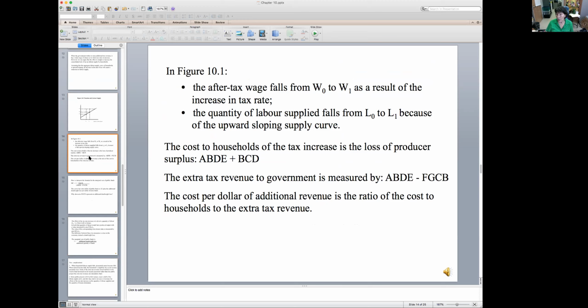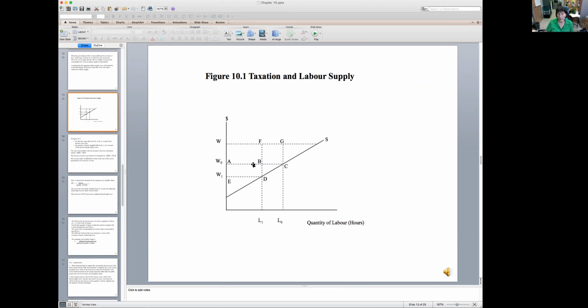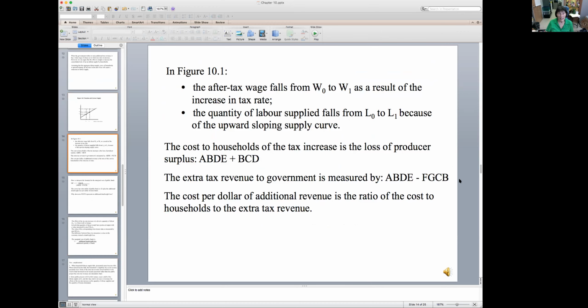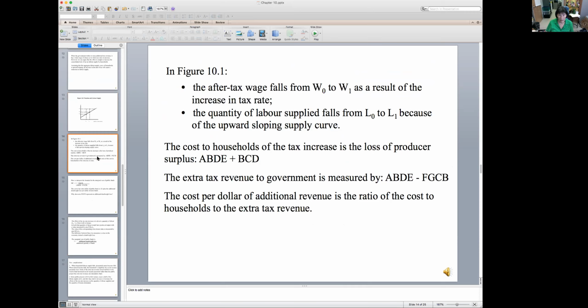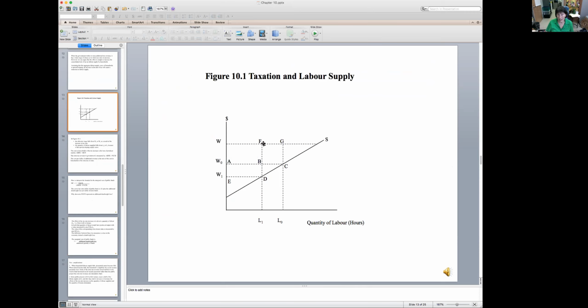And the extra tax revenue, well, it's not all going to the government in the form of the tax. The extra tax revenue to the government is measured by ABDE minus FGCB. So this is actually the amount of taxes they're getting because it's this amount of labor, right? And there's the tax rate right in here.